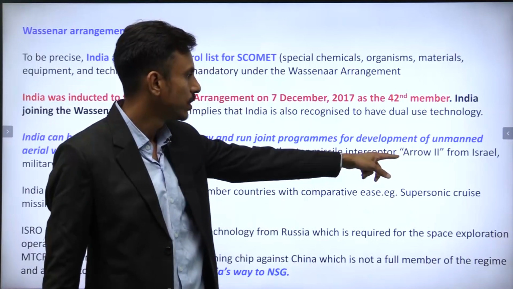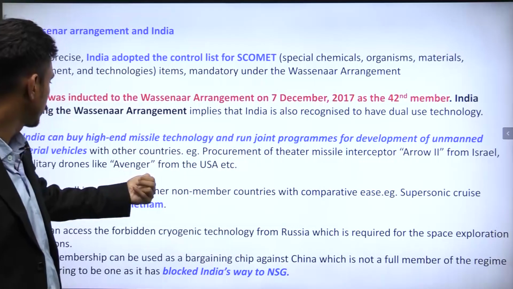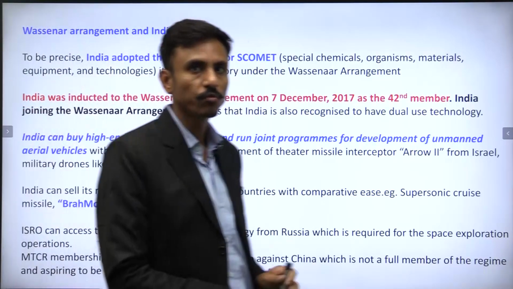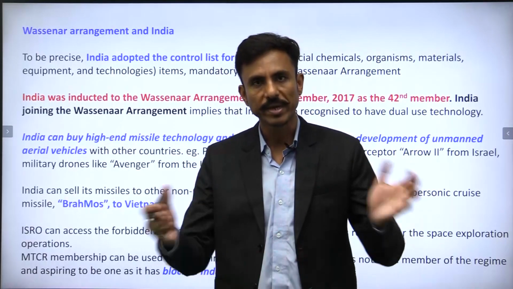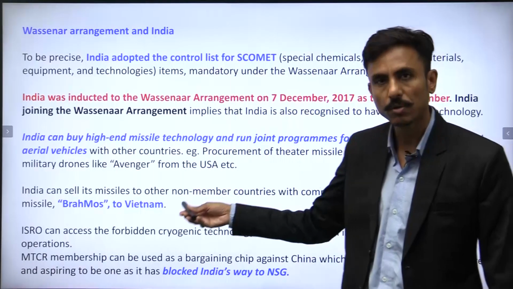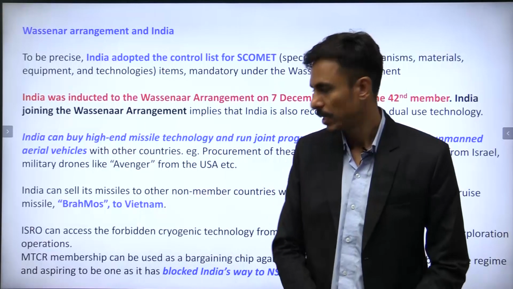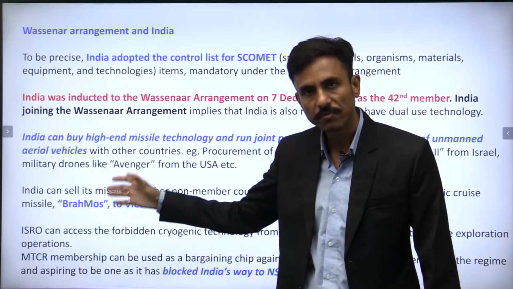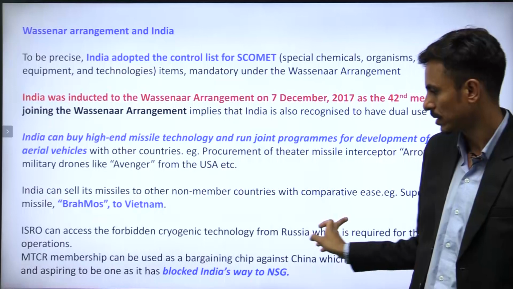As rightly so, we procured the Arrow 2nd missile from Israel and Avenger drones from America, right? We are also selling BrahMos to Vietnam as well as Indonesia. You all know that China is expanding its assertions in the South China Sea, and therefore many Southeast Asian nations like Vietnam and Indonesia are procuring BrahMos missiles from India. India can do it very easily because India is a member of the Wassenaar Arrangement and the MTCR, right?